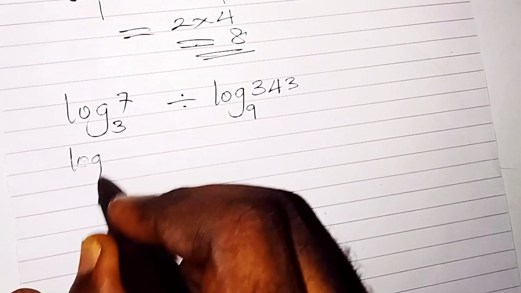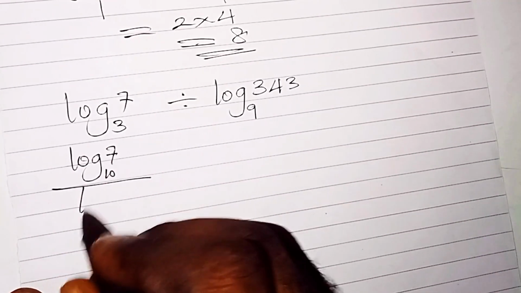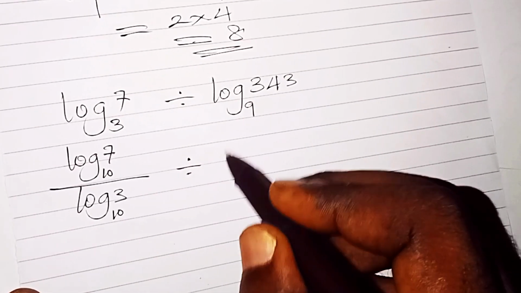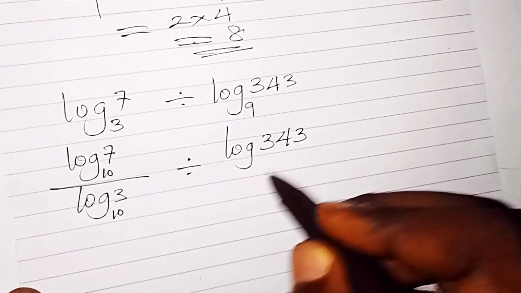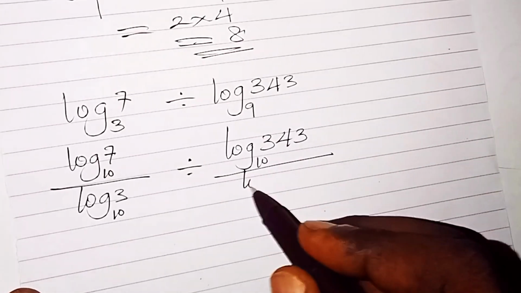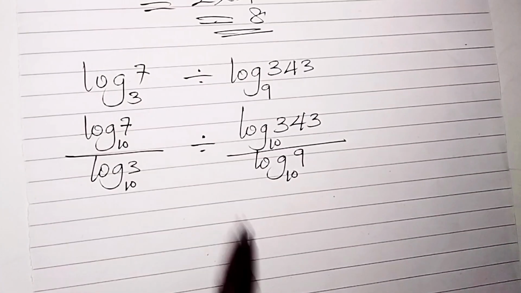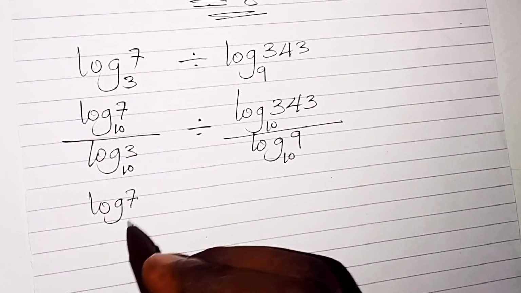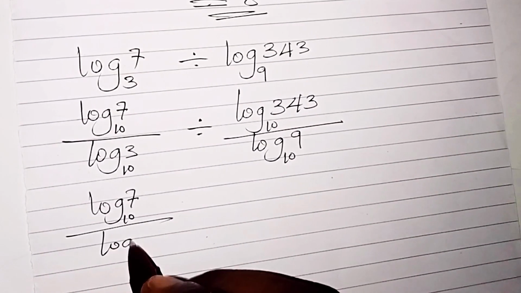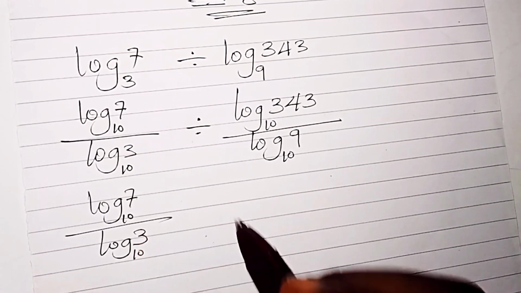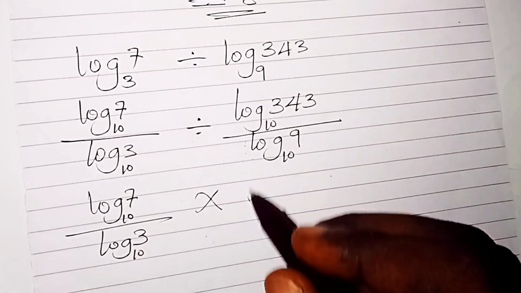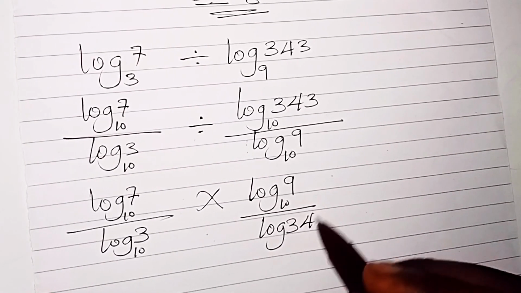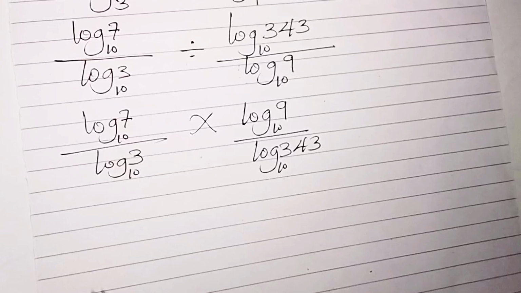So this is going to be log 7 base 10 divided by the log of the base itself to that common base 10, and then divided by this one. So it's going to be log 343 base 10 divided by the log of the base, that's log 9 base 10. So you can see that all of them have the same base, and then we can go further. This is log 7 base 10 divided by log 3 base 10. We need to change this one to multiplication, and then this one will be inverted to log 9 base 10 divided by log 343 base 10. And of course it has to go further.